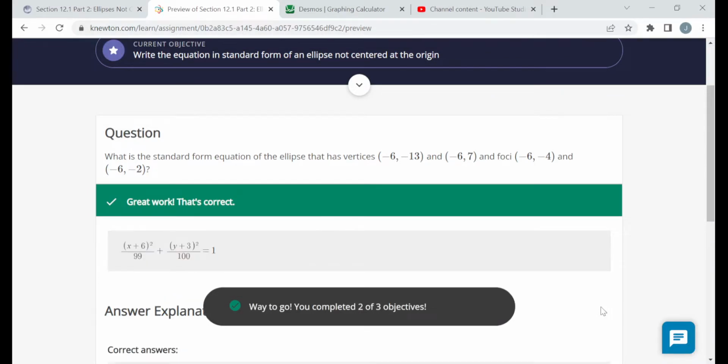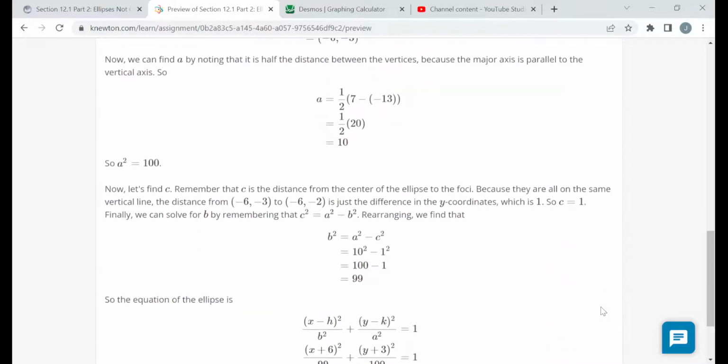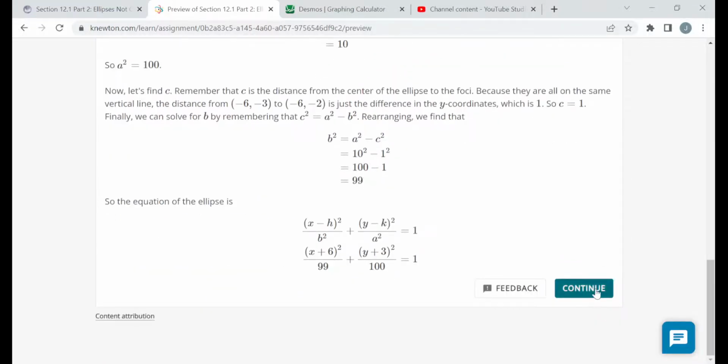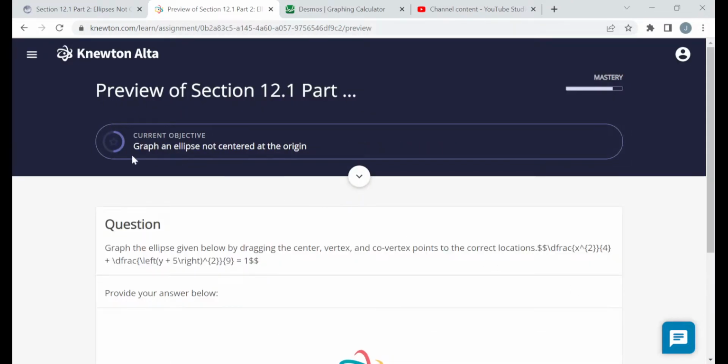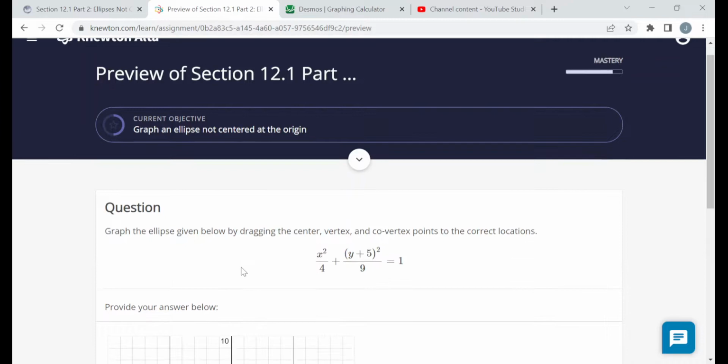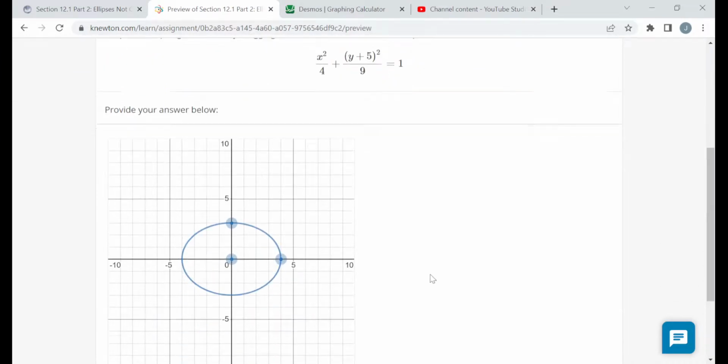Alright. Great, and again, you can put up graphs if you want to do things by hand. I did a few of these examples by hand already, so I just wanted to kind of talk that one out. Alright, then we're just graphing. Again, move the center around, move the vertices and co-vertices around.